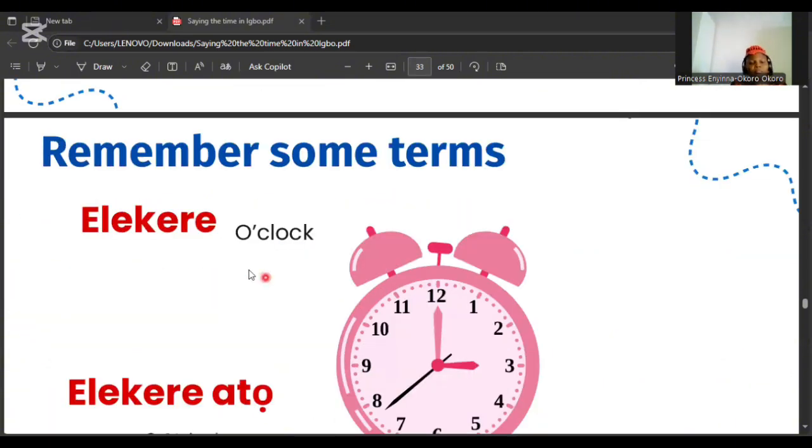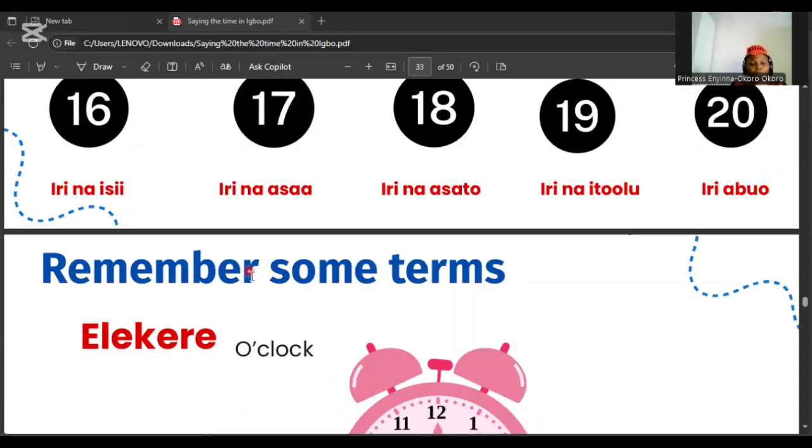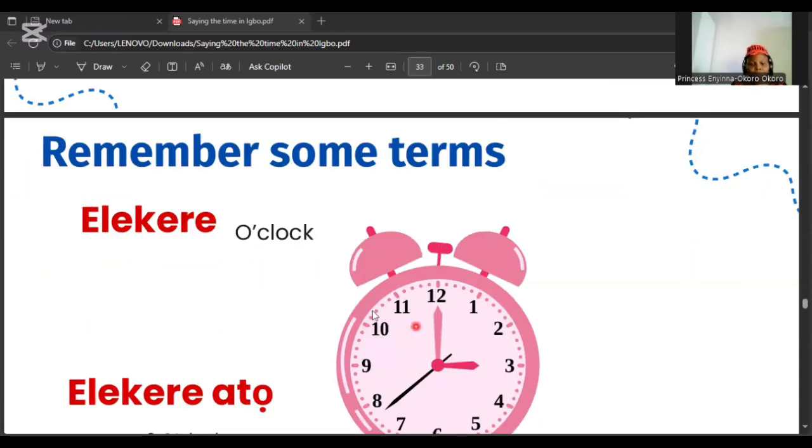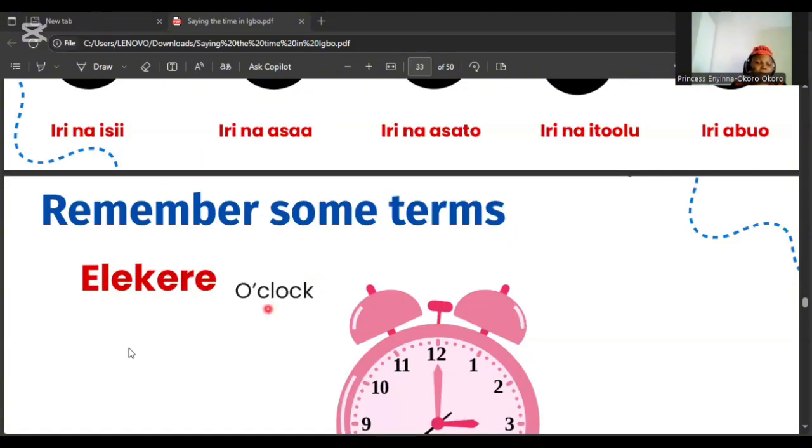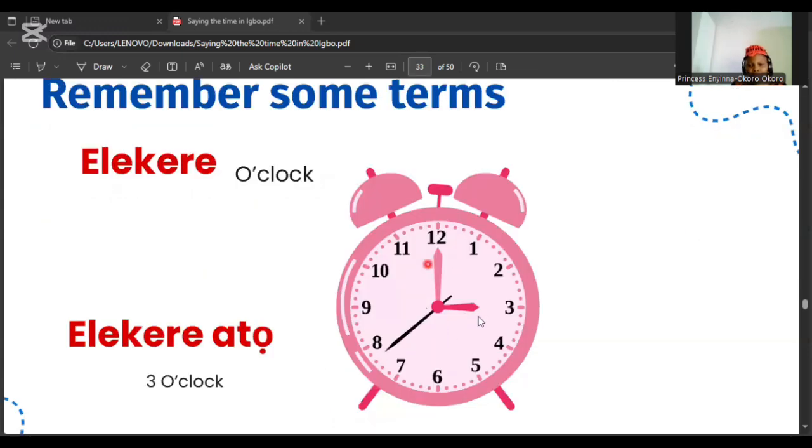We learned that when we want to talk about clock in itself is called elekere. If we want to say something o'clock, we say the number and we say elekere whatever. For example, in this case, we have elekere ato. You see, that's 3 o'clock. Elekere ato in this case.